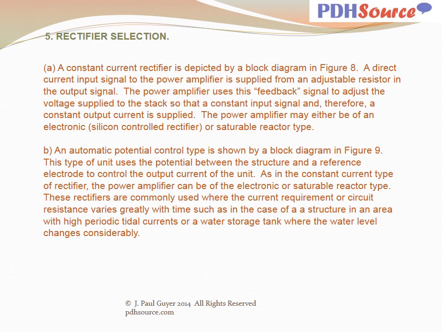An automatic potential control type is shown by a block diagram in Figure 9. This type of unit uses the potential between the structure and a reference electrode to control the output current of the unit. As in the constant current type of rectifier, the power amplifier can be of the electronic or saturable reactor type. These rectifiers are commonly used where the current requirement or circuit resistance varies greatly with time, such as in the case of a structure in an area with high periodic tidal currents or a water storage tank where the water level changes considerably.